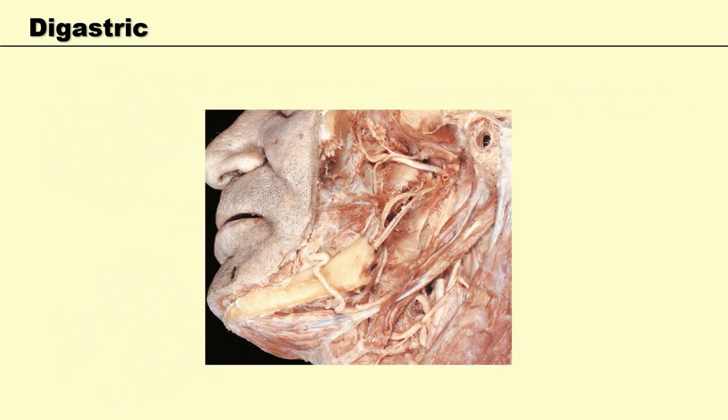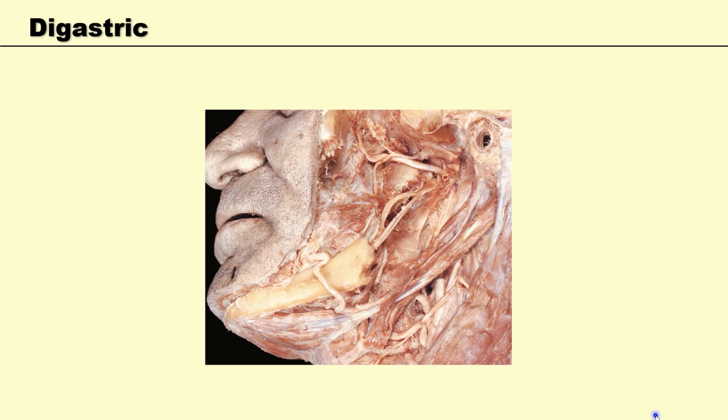On this final prosection image, we can see the location of the digastric muscle in situ. The posterior belly is here, and as it moves anteriorly, it becomes tendinous, before moving into the anterior belly here.